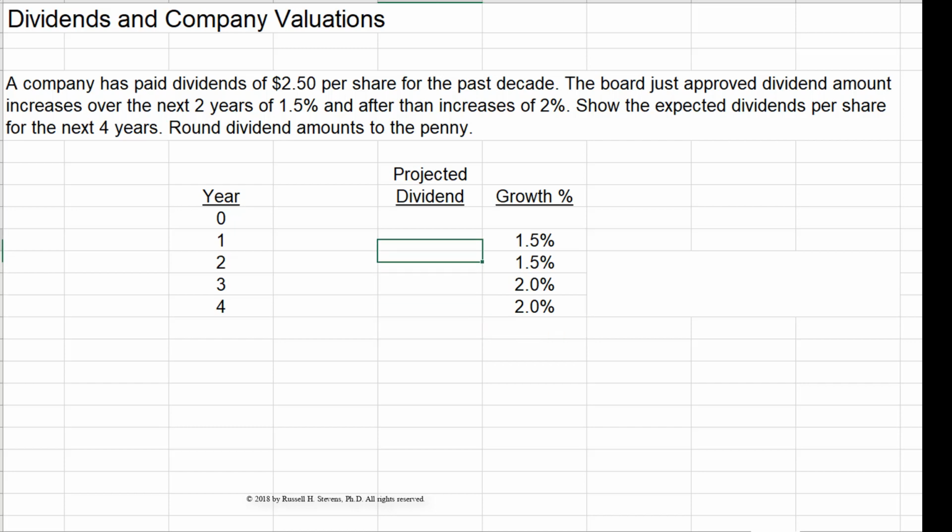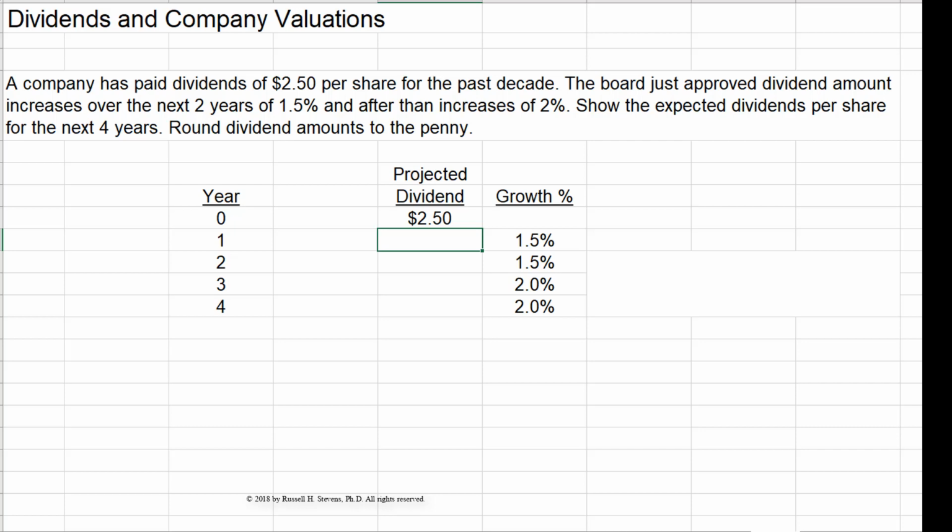Next, highlight the workbook cell under Projected Dividend, type in $2.50, and press Enter. Before the formula in the next cell is entered, take note of the last sentence in the instructions. The dividends are to be rounded to the penny. Fortunately, Excel has a function to do that rounding for you. As the formula is entered, you will see how that works.